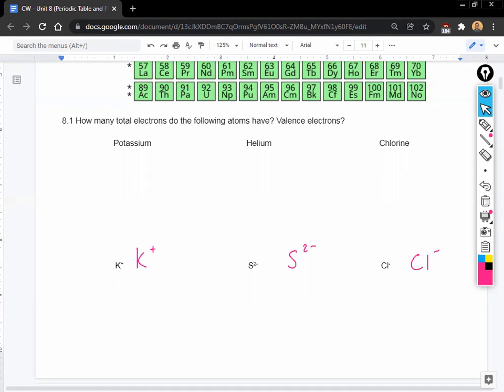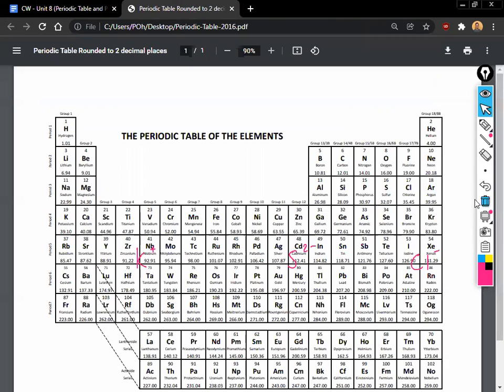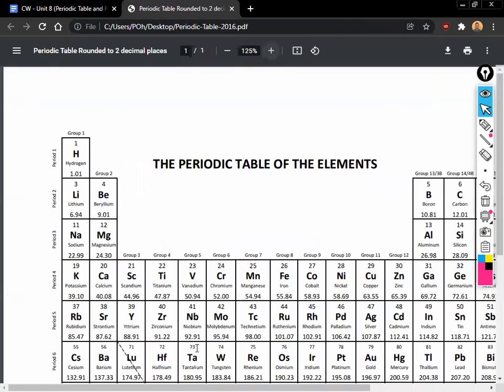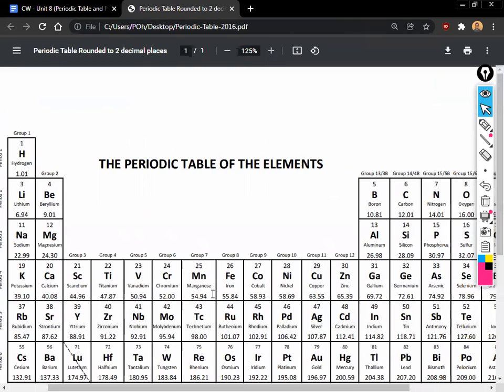We're going to take a look at potassium, helium, and chlorine first. These should be pretty easy. We just need to look on the periodic table. We have potassium. How many total electrons does potassium have? Yeah, 19. It's just the atomic number, same as the protons. So potassium has 19 total. And how many valence electrons? Yeah, 1. It's in the first box of that row, so there's going to be 1 valence electron.